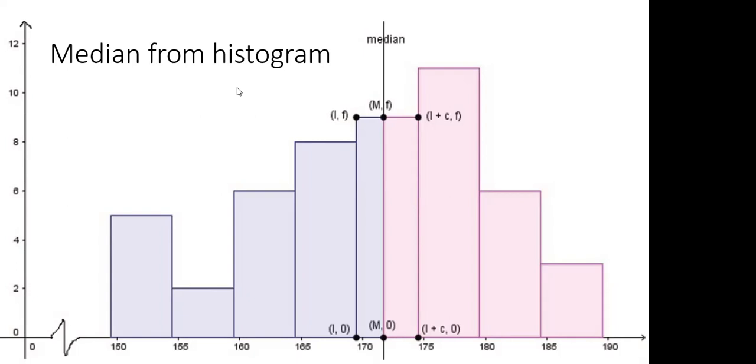Now you need to figure out, this total class length times total frequency by 2 is equal to the area of this purple portion. If you look at the purple portion, you have some rectangles which are fully there, so it's easier to compute their area. Then you have a rectangle which is only partly there, and you need to find its area separately. Now put everything together. This capital M, M for median, is your unknown here. So work it out.